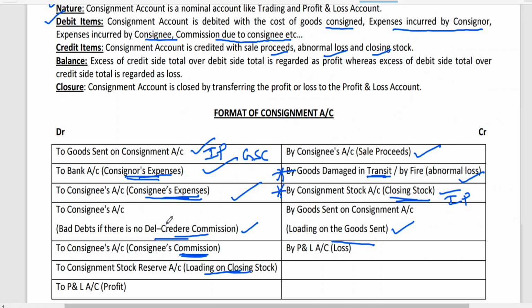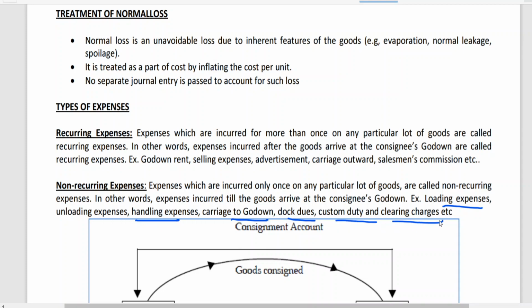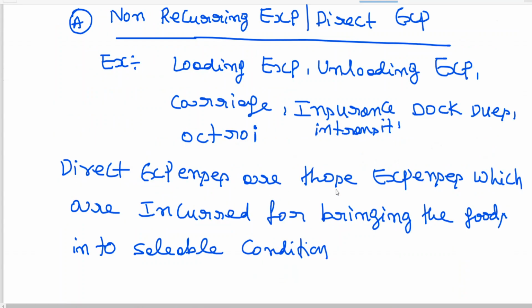Here also, in our material, information on expenses has been given. Non-recurring expenses are incurred only once on a particular lot of goods, till the goods arrive at the consignee's godown. Loading expenses, unloading, handling expenses, carriage to godown, dock dues, customs duty, and clearing charges. Customs duty also we can take as an example. Few examples I have given: octroi, customs duty, clearing charges. These you can also add. So these all are the expenses incurred by consignor and consignee.